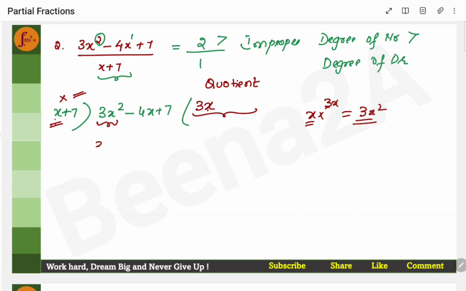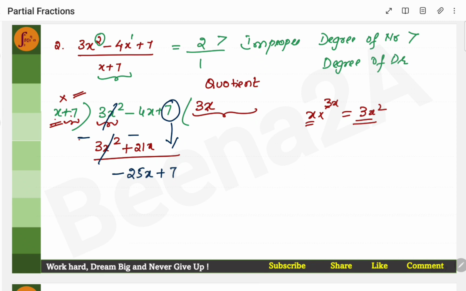3x into x is 3x square. Then I multiply 3x with this remaining term. 3x with 7, 3 7s are 21, and x. So we'll get plus 21x. So now we'll subtract the whole thing. So this will get cancelled. So I'll get minus 4x minus 21x, which is nothing but minus 25x. And then I have to carry forward 7 because 7 is left here, right? So I'll carry forward 7.